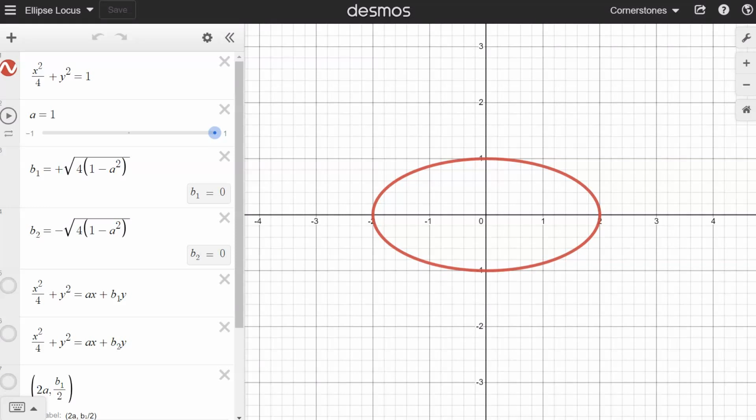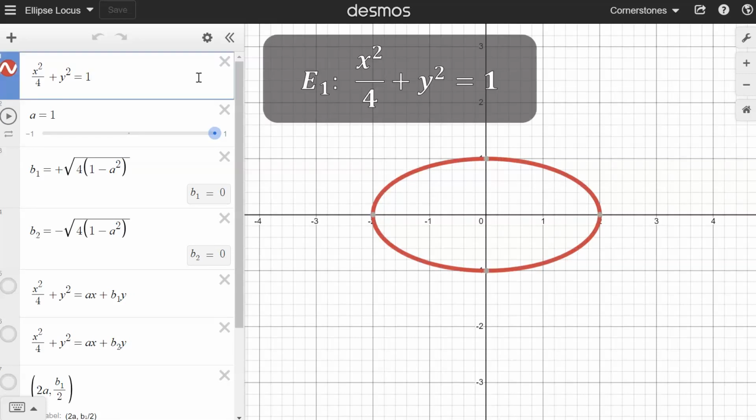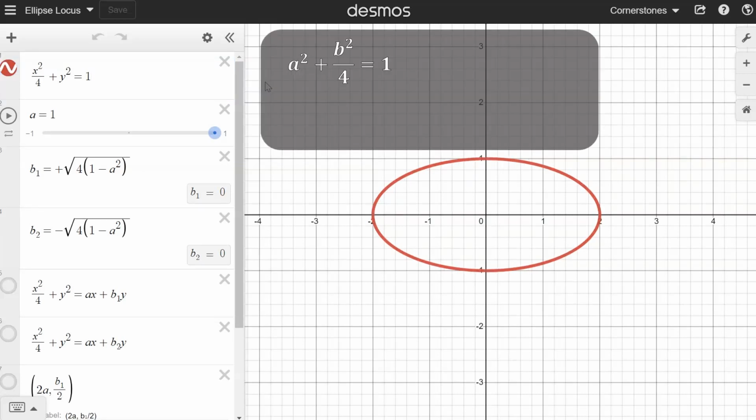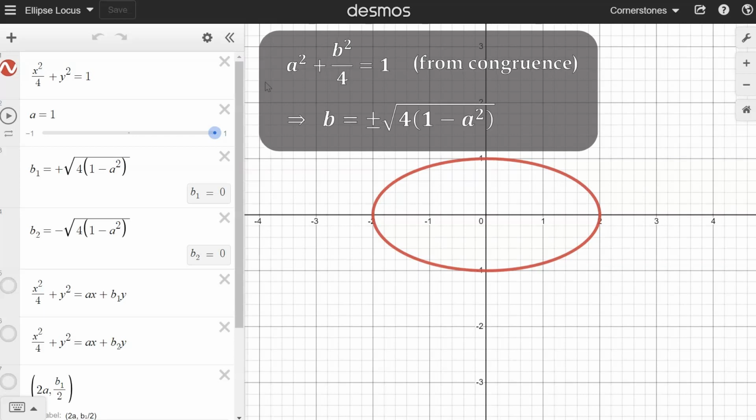Finally, let us visualize our result using the Desmos graphing calculator. This actually requires a bit of explanation. First, we have this red curve. This is ellipse E1. Next, we have to introduce parameters a and b. Here they are related by this relation, a squared plus b squared over 4 equals 1, which comes from the congruence condition. From here, we can solve for b and obtain b equals plus minus the square root of 4 times (1 minus a squared). So we have two possible values for b, and let us call them b1 and b2. b1 is with the plus sign, and b2 is with the minus sign.